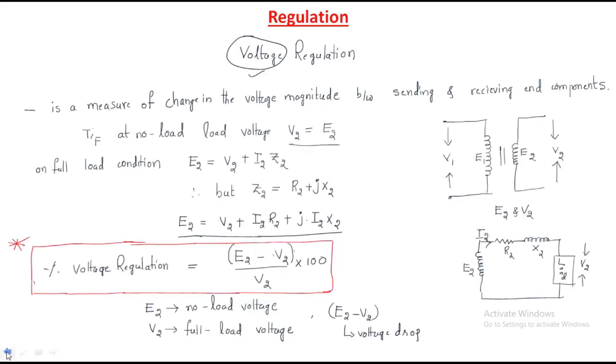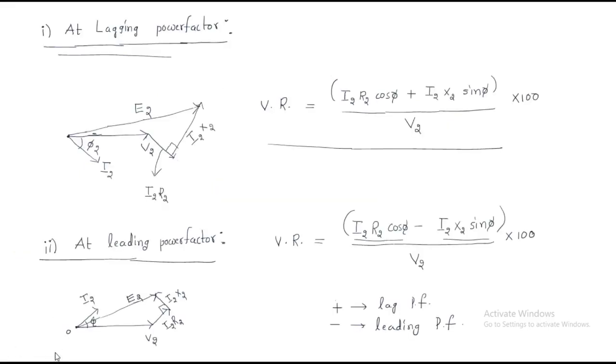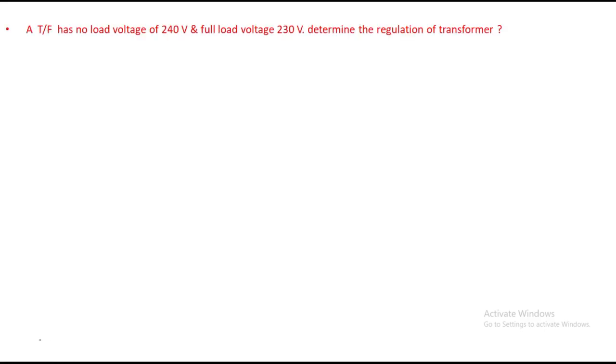Simply, the voltage regulation will give the information regarding the voltage drop. So now we will discuss a problem regarding this voltage regulation, then we will clearly understand what voltage regulation is. The problem is: a transformer has a no load voltage of 240 volts and a full load voltage of 230 volts. Determine the regulation of the transformer.